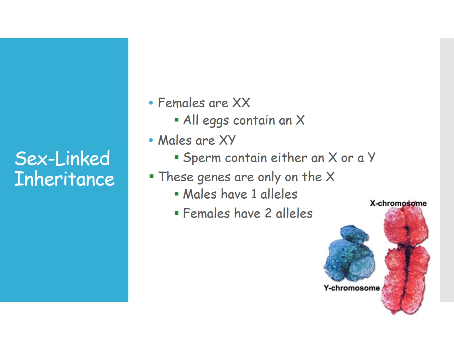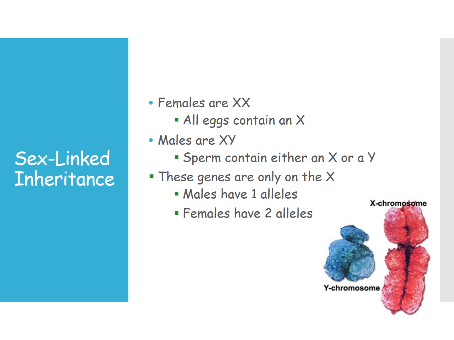Some traits are inherited on either the X or Y chromosome, so these are referred to as being sex-linked traits, or the mode of inheritance is sex-linked inheritance. Females are XX. All eggs that are produced contain an X chromosome. Males are genetically XY, so it's the sperm that either contains the X or the Y. If you look at the picture below, the X chromosome is much larger than the Y chromosome, so most genes are found on the X.